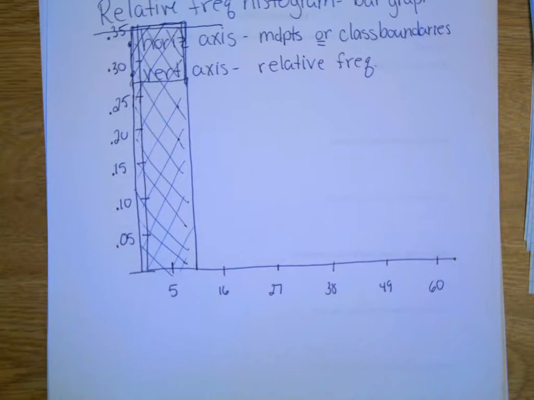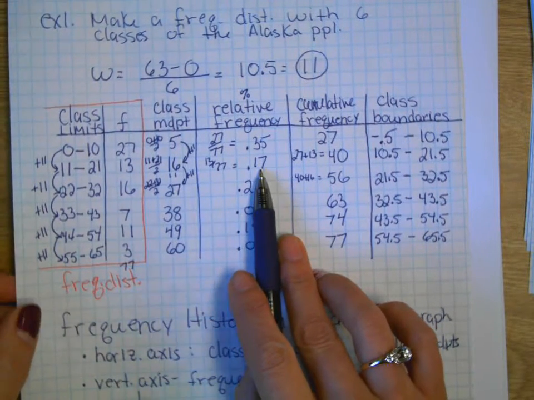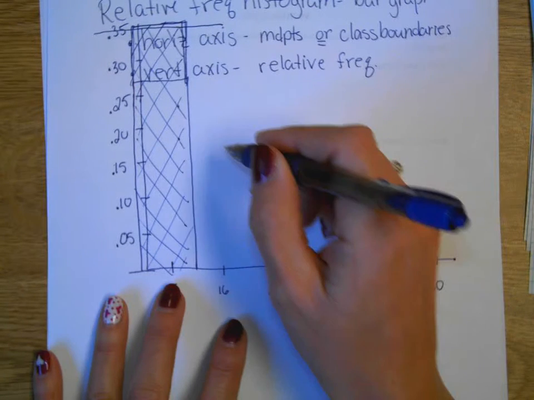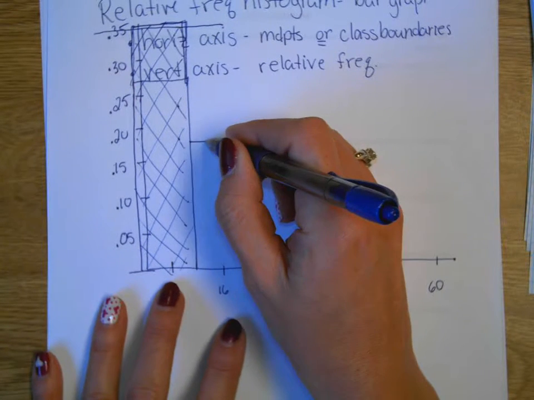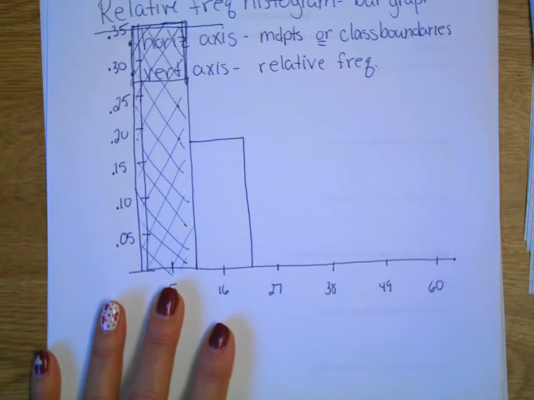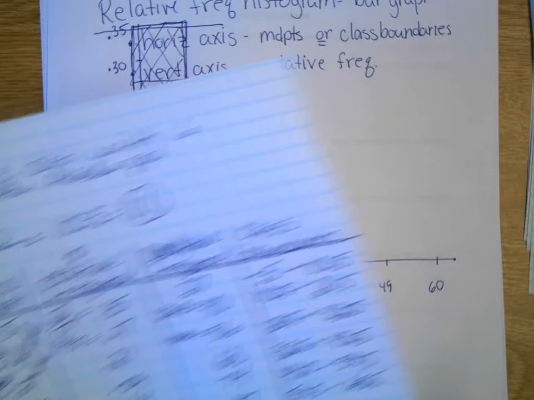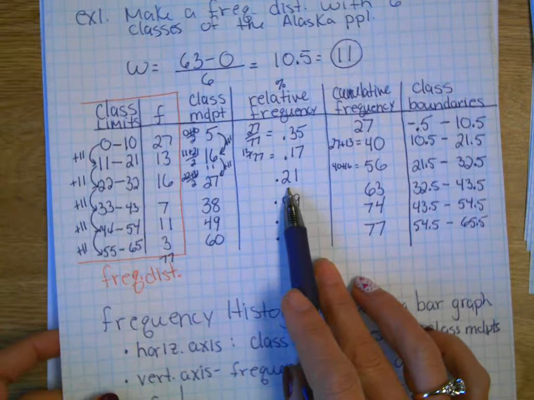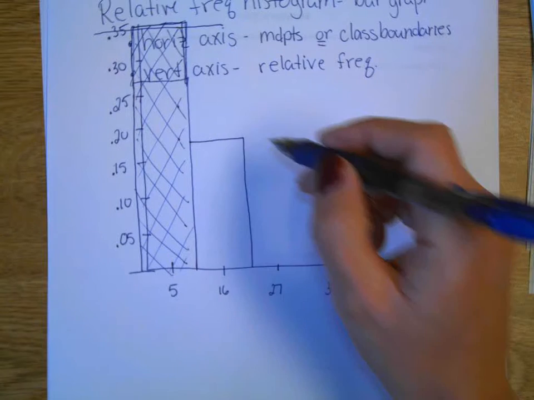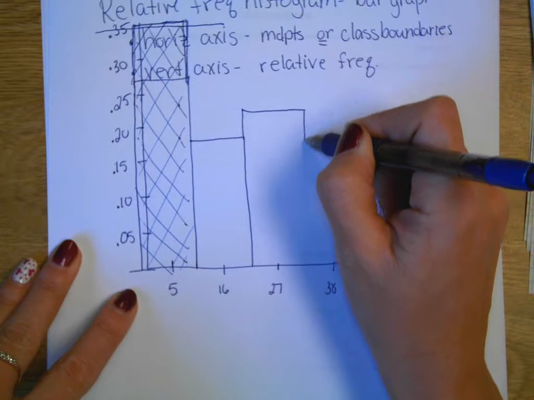Okay, the second bar. We got to keep moving. Second bar is going up to, it's 17% of the data, so we're going up to 0.17. So estimate that. And it's centered around the 16. So you go halfway in between the next division. So you want the midpoint to be in the middle of the bar. The next one's relative frequency is 21%, so up to 0.21. And then halfway to there.